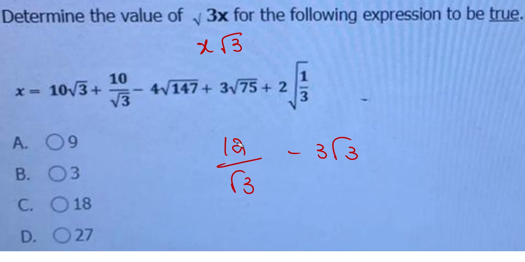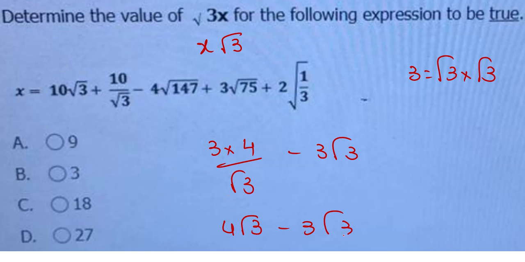12 can be written as 3 into 4. Okay, then here root 3 and this root 3 will be left with 1 root 3. Okay, 4 root 3 will be there. This is simplifying because 3 can be written as root 3 into root 3. 1 root 3 will get cancelled, other one will be there. So 4 root 3 minus 3 root 3. We got root 3. X value is root 3.